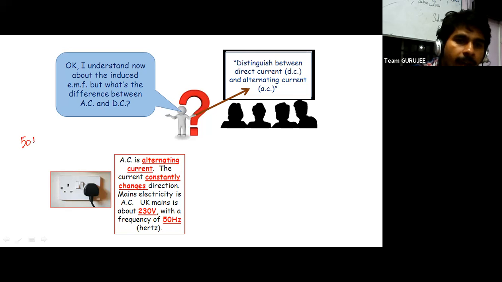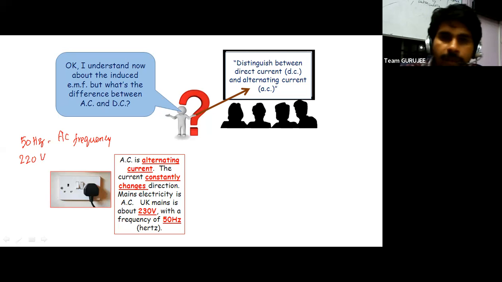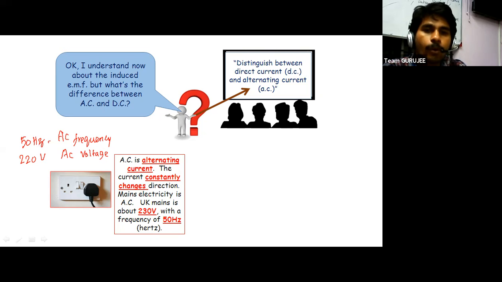50 hertz is the alternating frequency, and the alternating voltage is 220 volt. You may see in your electric distribution box that it is given as 50 hertz, 220 volt. That is the AC voltage in India. It is accepted. In the UK, that is 230 volt and 50 hertz.